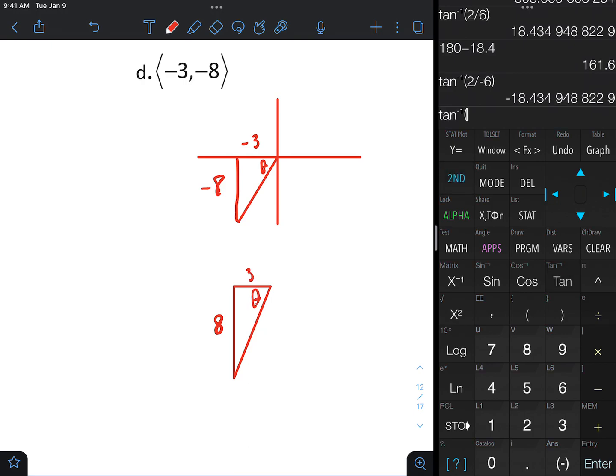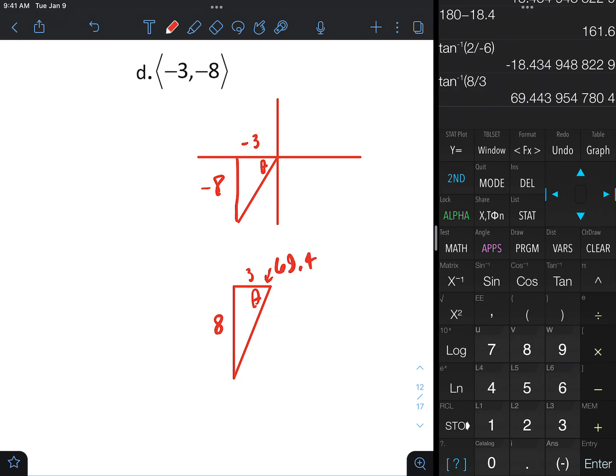So let's see here. Second tangent, this would be 8 divided by 3. So that angle there, about 69.4. So if this angle is 69.4 right there, and you're trying to find how many degrees to this right here, instead of subtracting, doing 180 minus your angle, from here to here is 180, so you really just do 180 plus the 69.4 degrees.